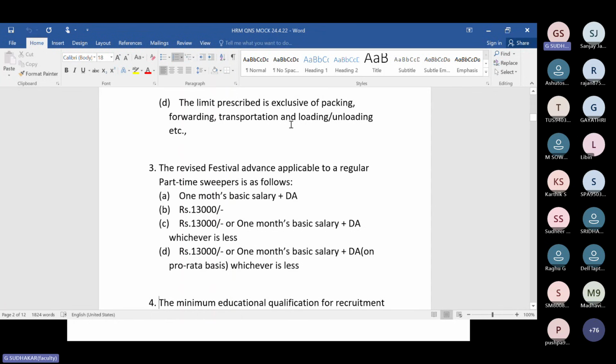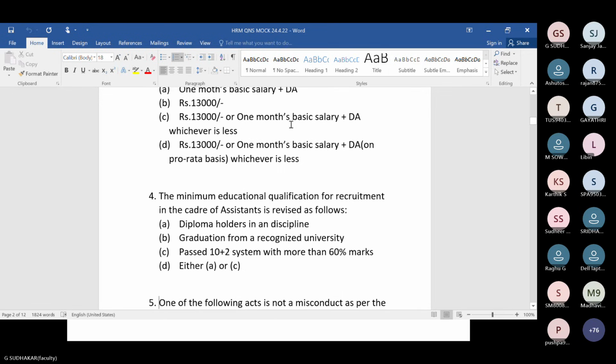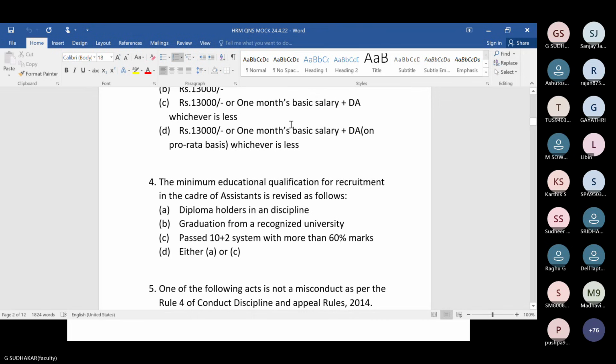13,000 is correct for a part-time sweeper. Somebody told 50,000 for officers. I have told 45, but this is the correct one. 13,000 is correct. Option is D. 13,000 or 1 month basic on a pro rata basis, whichever is less. Yes, the third option is D. D for doctor. Fourth one.